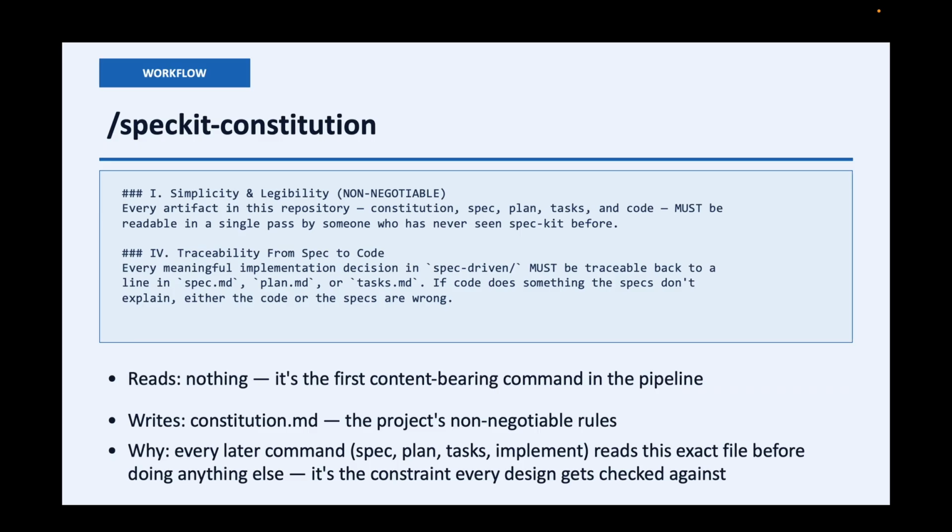So here in the very top, we're going to see an excerpt from the Constitution. We have the first principle, simplicity and legibility, and the fourth principle, traceability from spec to code. The biggest thing we want to understand is these are must and must not ideas that we want to make sure we're always considering when we're going through the rest of this pipeline.